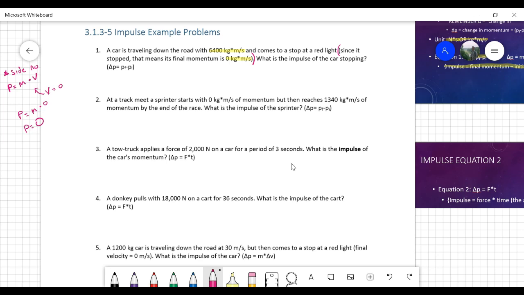So anyway, what is the impulse of the car? Let's go through this. Step number 1, remember we're using the problem solving procedure, so you should always start with making a list. The car is coming down the road with this much momentum, so I'm going to call that P_i, because that is the momentum the car is starting with.